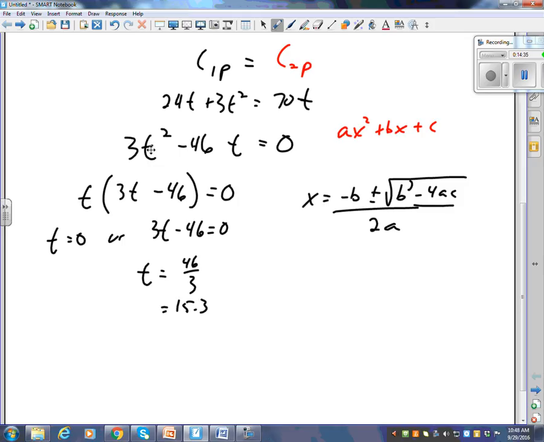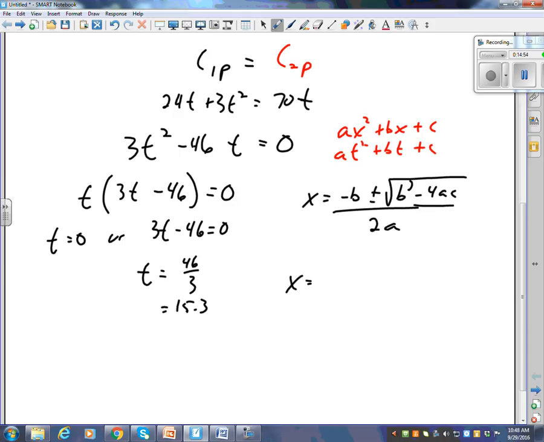Anytime you've got an equation of the form ax squared plus bx plus c, like here, they got 3t squared minus 46t. So this is like at squared plus bt plus c, but there's no c, right? So what is my a? 3. What is my b? Minus 46.